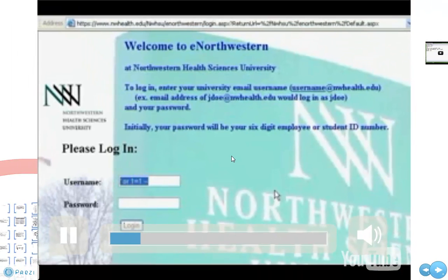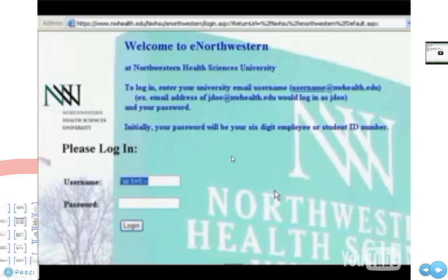Control C. I'll type in the word me, and then I'll paste this, Control V, into the password field. He did it in the username. Well, when I click login, it says your password can only contain numbers, letters, or the underscore. Well, that's not good enough for me.